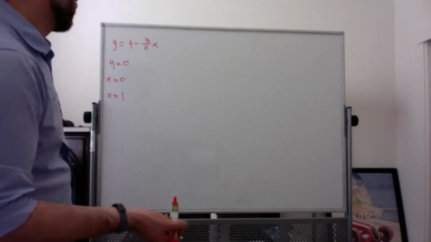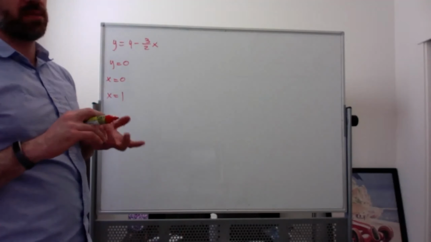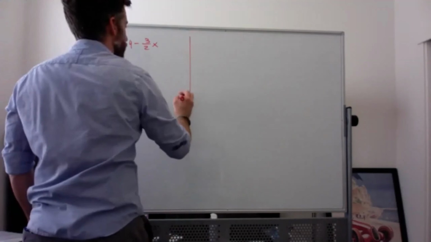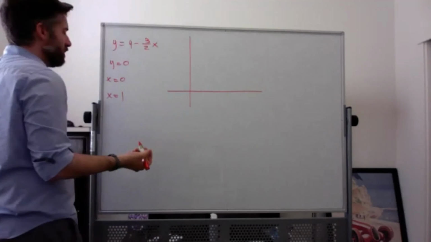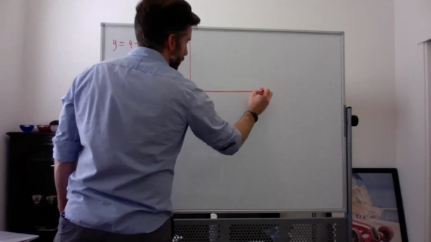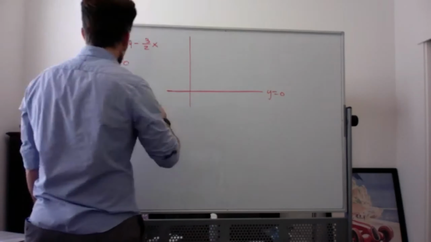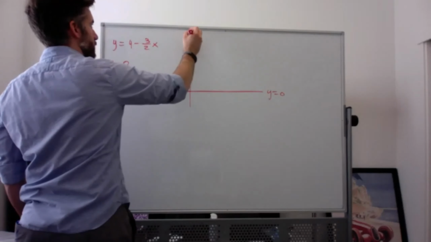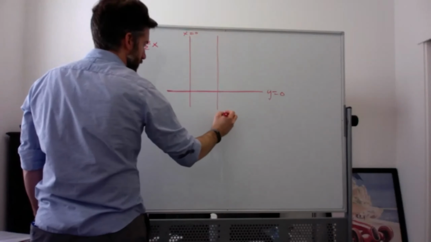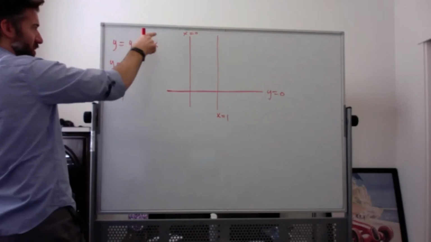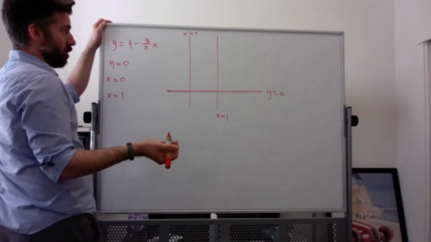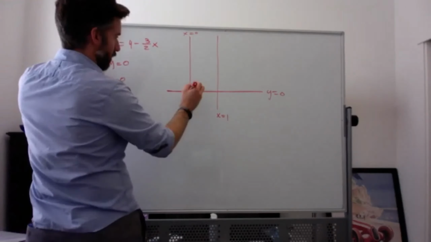So I think for these ones, at least in the beginning, it's really to our advantage to draw the region. Most of these are pretty easy. Y equals 0 is just the x-axis. X equals 0 is just the y-axis. X equals 1 is the vertical line. And this is the only one that's actually some work. Y equals 4 minus 3 halves x is a straight line, really.